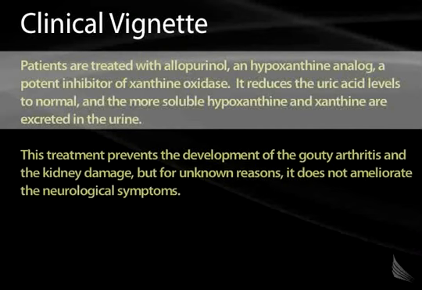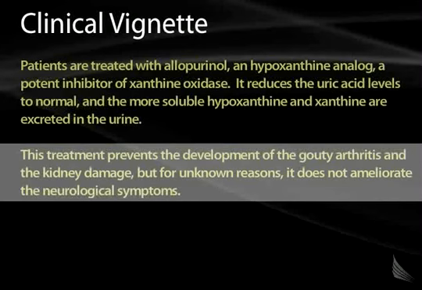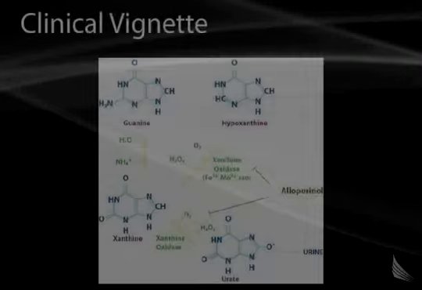Patients are treated with allopurinol, which is a hypoxanthine analog. It's an inhibitor of xanthine oxidase. When the xanthine oxidase is blocked, this reduces the uric acid levels to normal, and the more soluble hypoxanthine and xanthine are able to be excreted in the urine. This prevents the development of gouty arthritis and the kidney damage, but for some reason that's not really well understood, it doesn't seem to do anything for the neurologic symptoms.